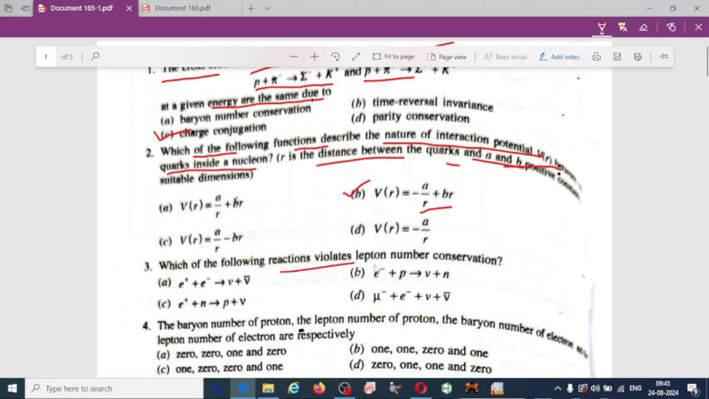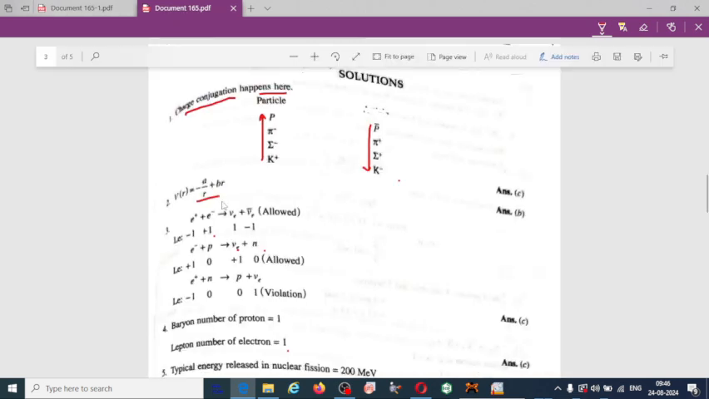Third question: which of the following reactions violates lepton number conservation? Leptons are examples of fermions, which have spin half. Leptons, if we take examples, are electron, neutrino, antineutrino. If you observe, all four reactions involve leptons. If we go for equation 1, the electron and the positron after reaction give neutrino and antineutrino. The charge, if you observe, before reaction is minus 1 plus 1, after reaction 1 minus 1.